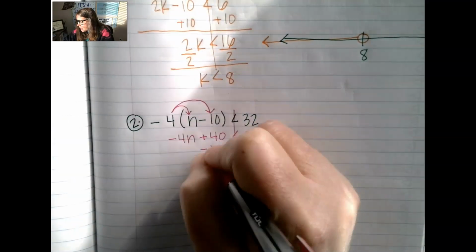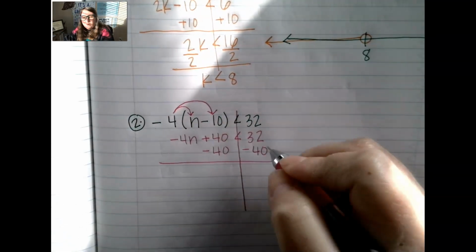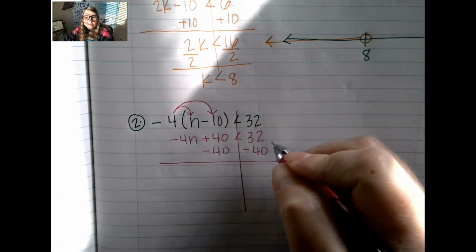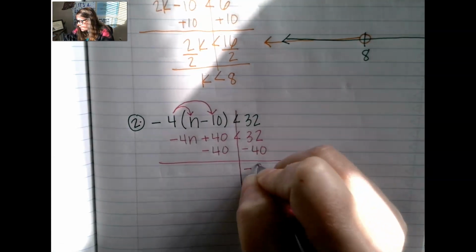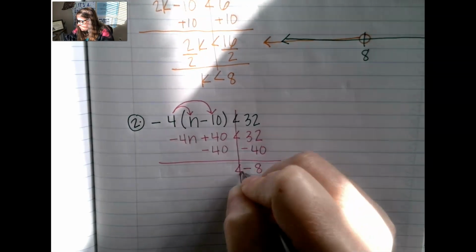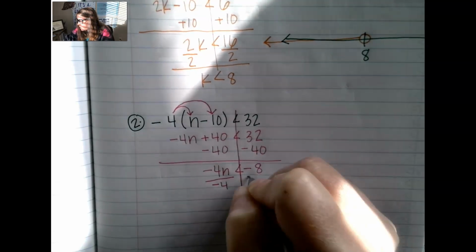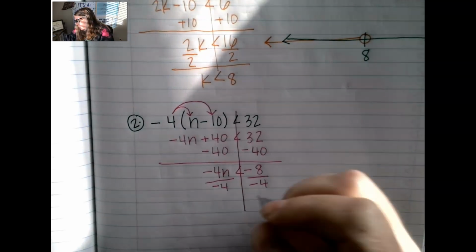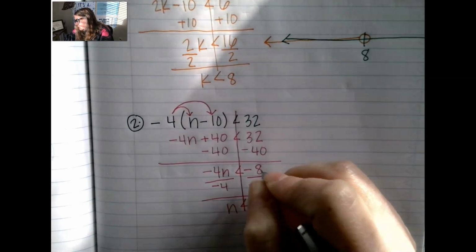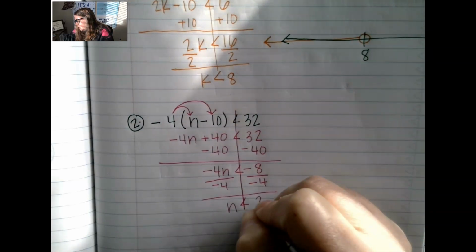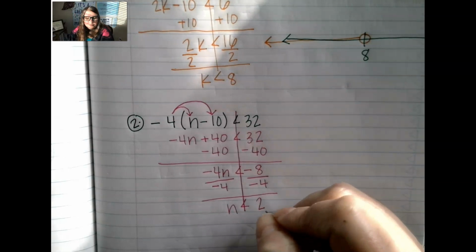Okay, now we have 1 step to do. We're ready to subtract 40 and subtract 40. So I had 32 in the bank. I removed 40. I now have -8. So -4n, divide by -4, divide by -4. I have n is less than -8 divided by -4, which is 2. So n is less than 2.